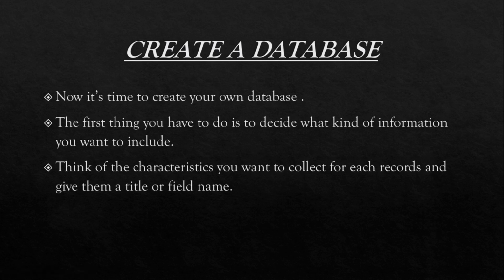in your database. So in the previous lesson we were discussing the school database, and inside that school database there was a students table and a teachers table, and the information about all the students and all the teachers is there in that database. So in today's class we first have to think of what kind of information we want to include in these databases. Okay, think of the characteristics you want to collect for each record and give them a title or field name. So the first thing is thinking about what your topic will be, that is, what information you should include in the database that you are going to create.